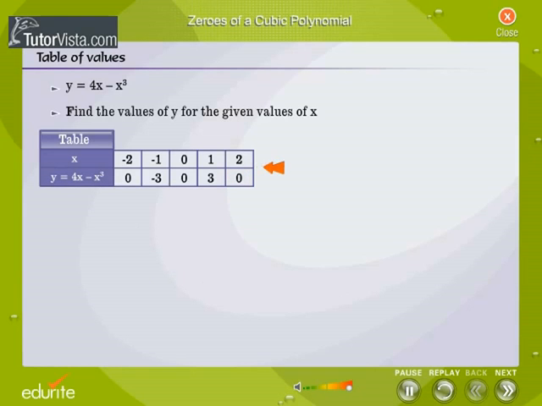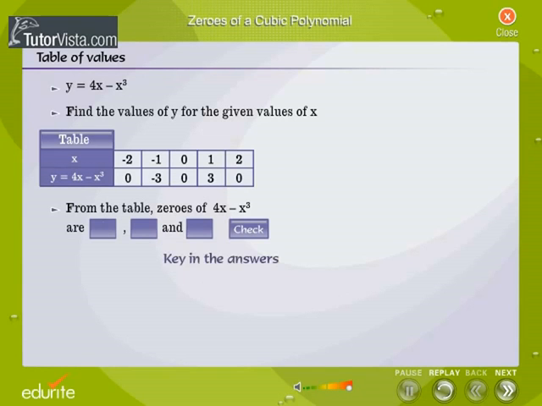We now have the completed table. From the table, find the zeros of 4x minus x cubed. Key in the answers.